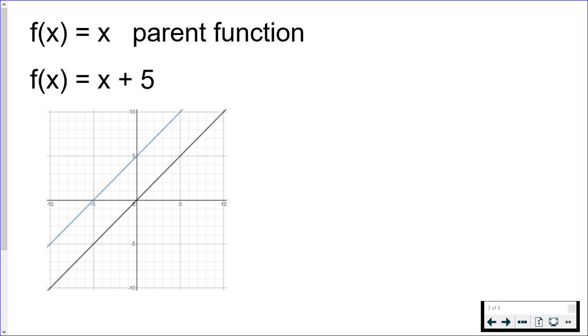So one way you can look at this is that black line shifted up 5 to turn into the blue line. A shift up 5 would be shifting that function f of x up 5, so you're taking f of x and adding 5 to it. Moving up means that y is moving up, so that's why f of x is having 5 added to it, because f of x is the same as y.